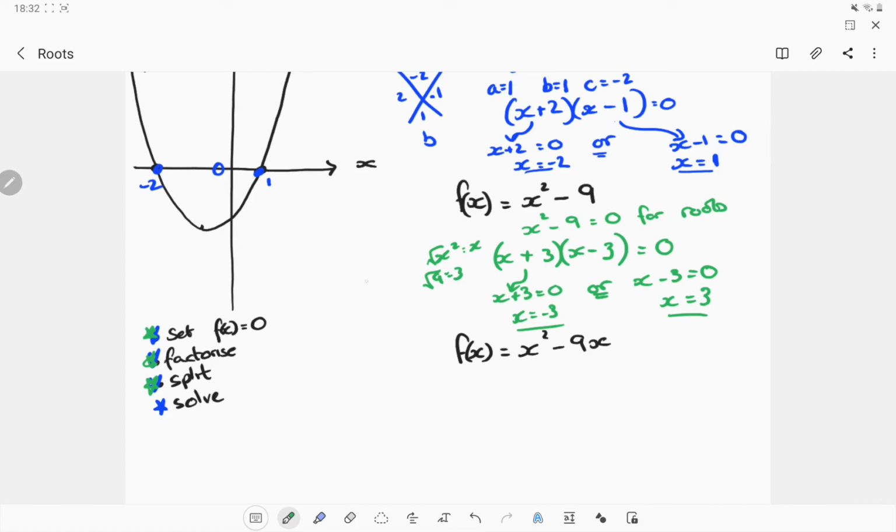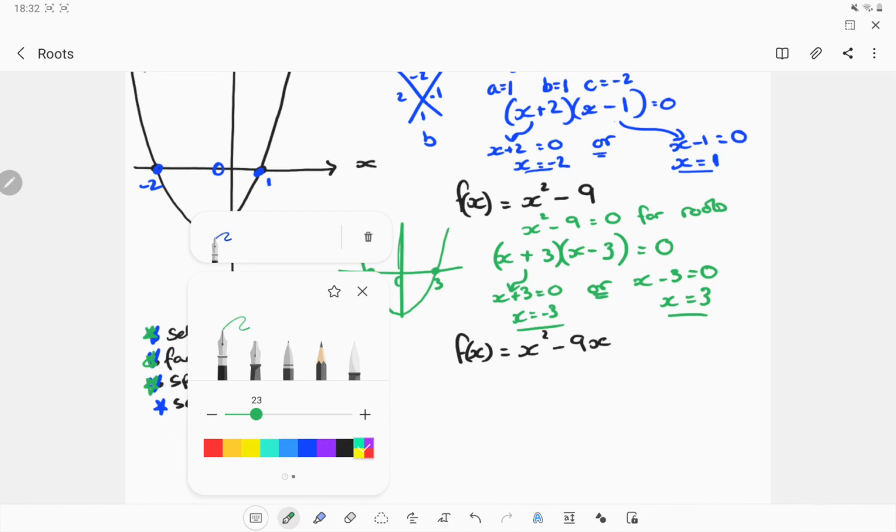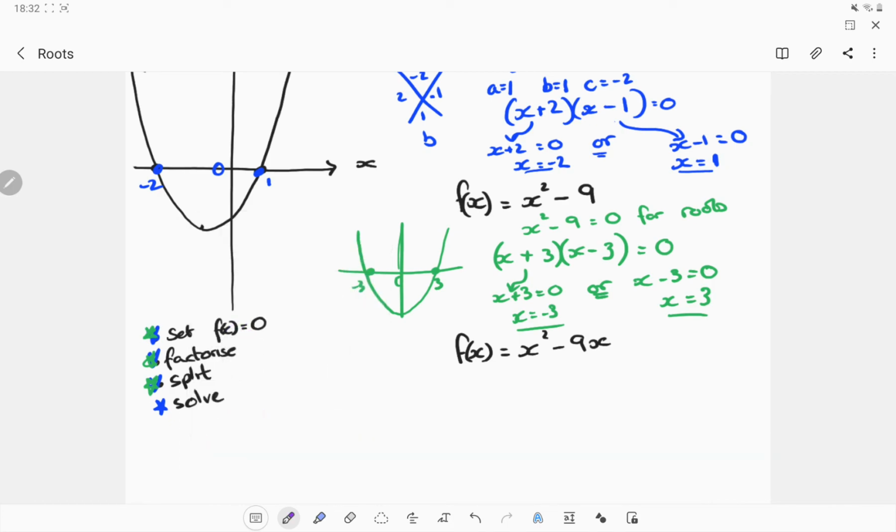What would this parabola look like? Well, it would cross at minus 3 and 3, and it would therefore be symmetrical around the y-axis, so around x being 0. We don't know anything else about it, but we do know that. Okay, looking at the last example, what do we have to do? We have to set it equal to 0. So x squared minus 9x equals 0 for roots.